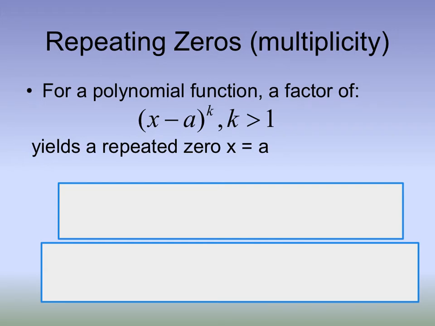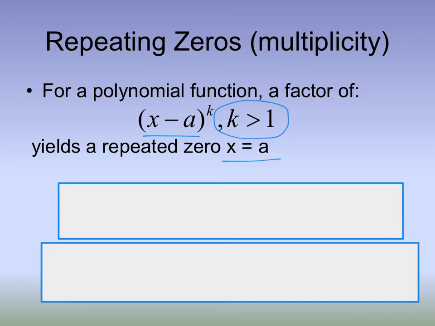To begin with, we're going to talk about the idea of a repeating zero, which is also known as multiplicity. And the multiplicity is referring to essentially the degree of a factor. So for a polynomial, if we have a factor of x minus a to the k power, where k is greater than 1, then we have a repeating zero at the x value of a. So if our factor has an exponent, then it has a multiplicity.